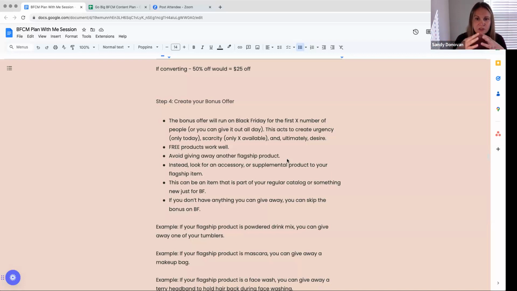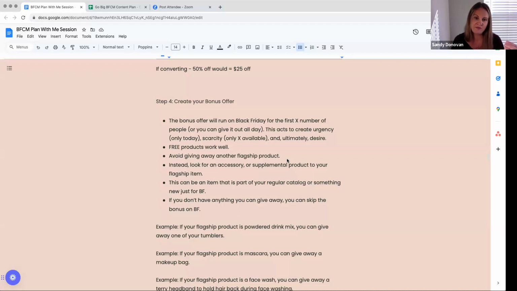So we're going to use this to create urgency, which is demand, scarcity, because there's only a certain number available. Again, building demand and desire. So that's going to be your bonus offer. A free product works really well for this.